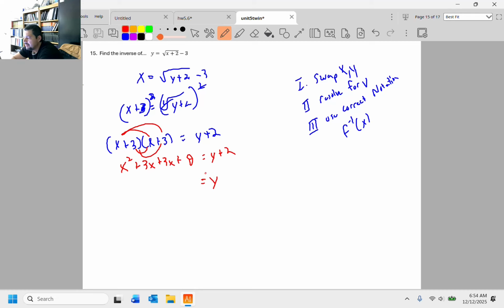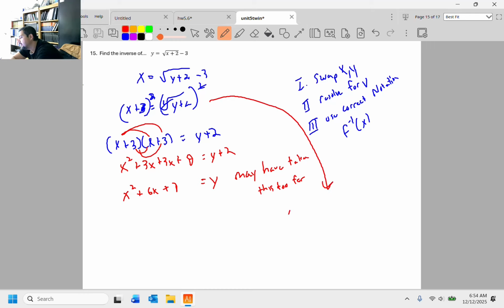And let's just get that 2 over. We're going to have 6x plus 7. And, you know, I may have taken this too far. I might have. I may have taken this too far. A good stopping point would be this. This is a good stopping point.